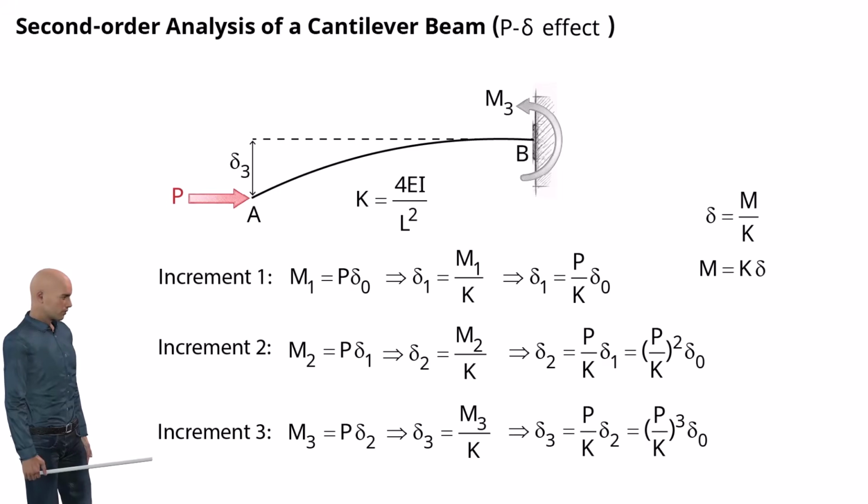At this point, a clear pattern begins to appear. Each displacement increment is equal to delta 0 multiplied by P over K raised to a power. For the first increment, P over K is raised to the power 1. For the second increment, it is raised to the power 2. For the third increment, it is raised to the power 3. This pattern continues in all subsequent increments.